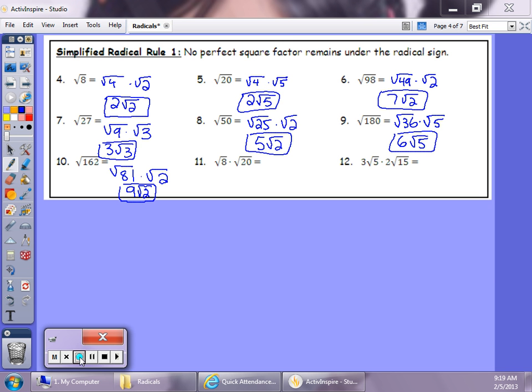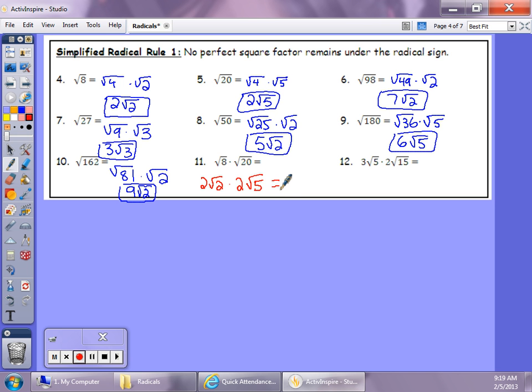So I want to take a look at examples 11 and 12, which are slightly different because we're taking one radical times the second radical. So what you want to do first is go ahead and simplify the radicals down as far as you can before you multiply. So we know from example 4 that the root 8 simplifies into 2 root 2. And from example 5, we know that root 20 simplifies into 2 root 5.